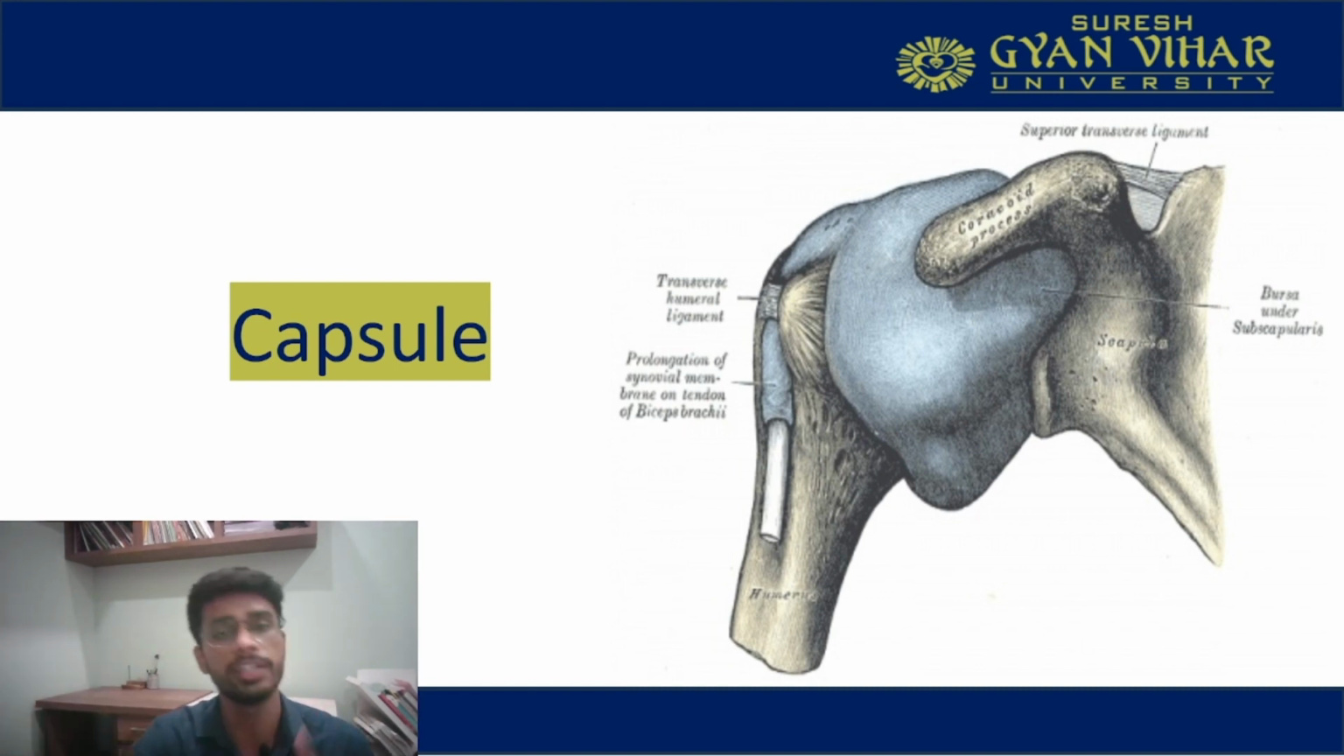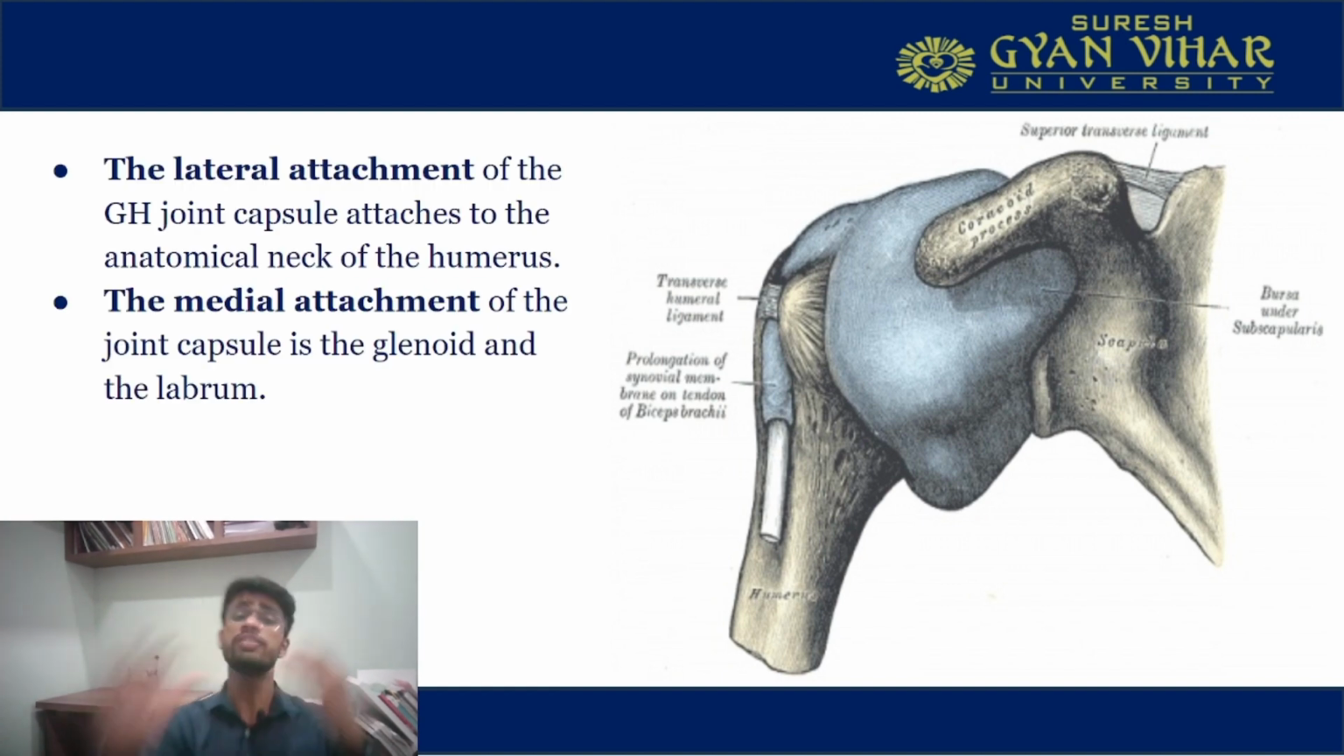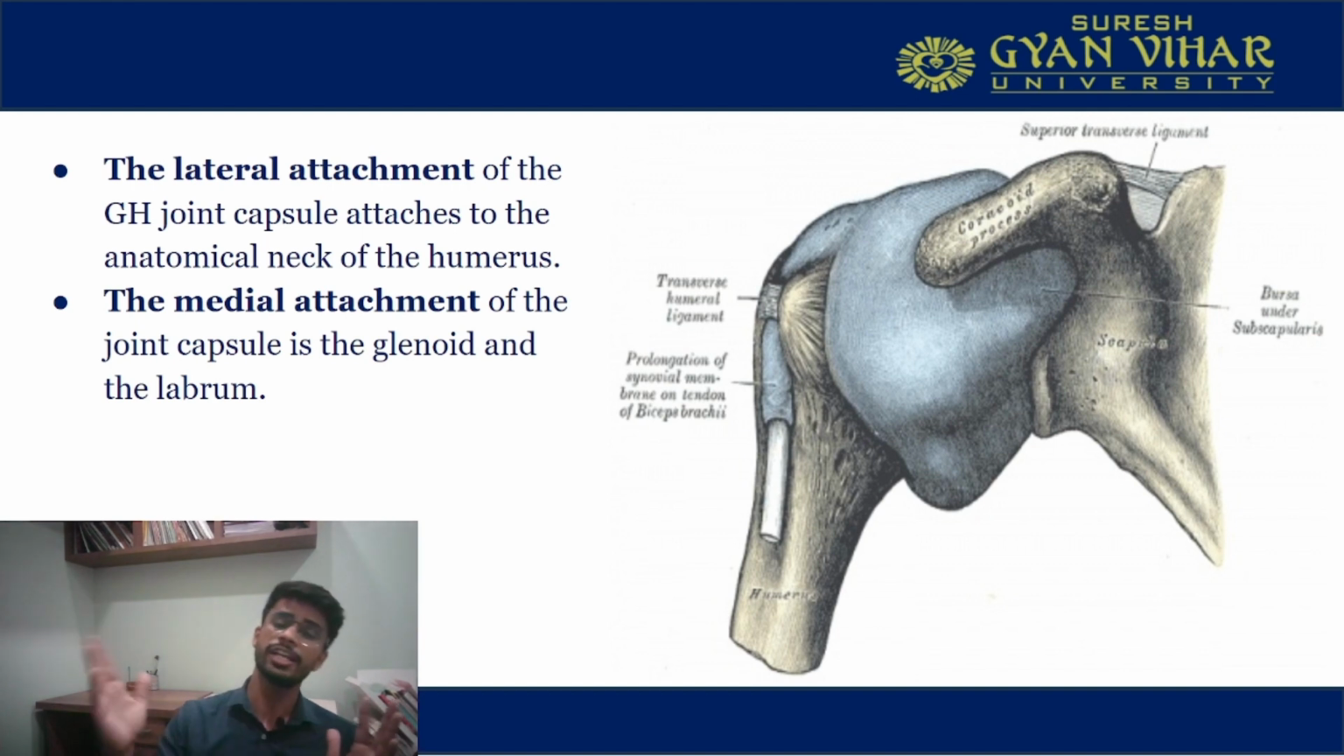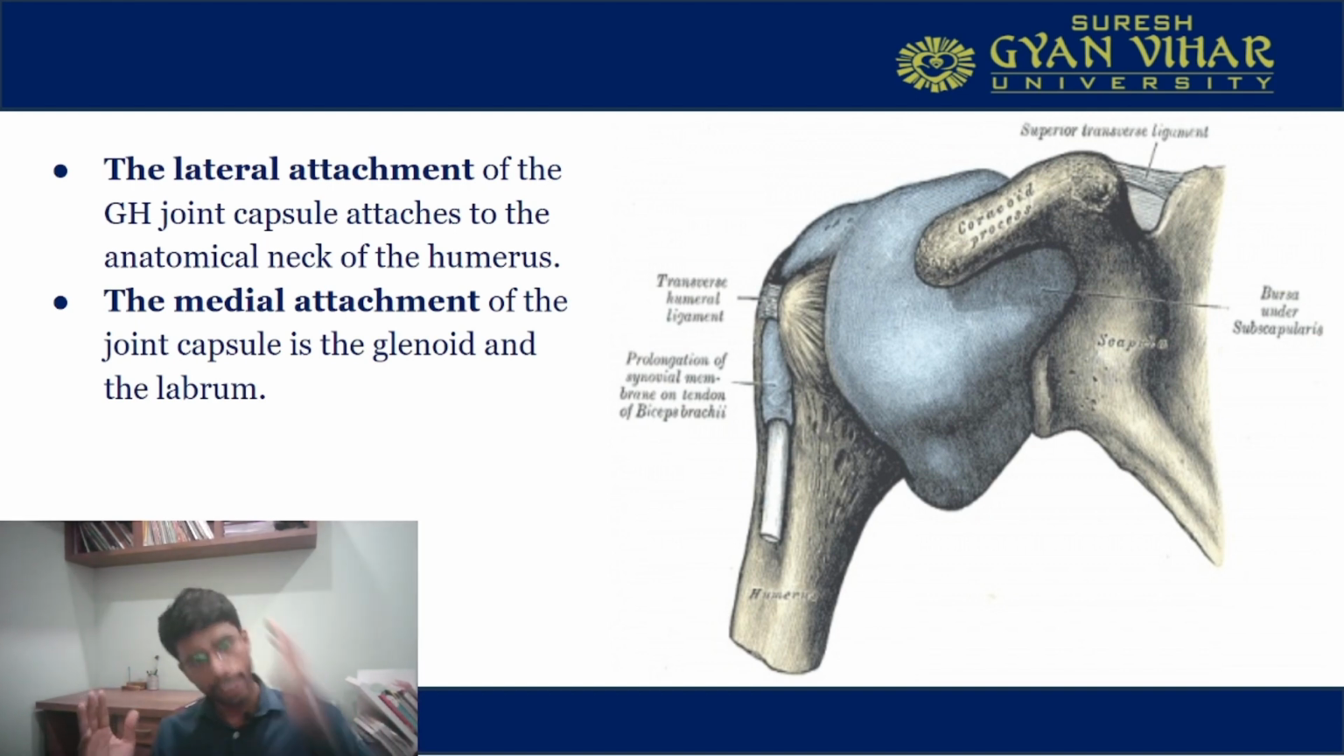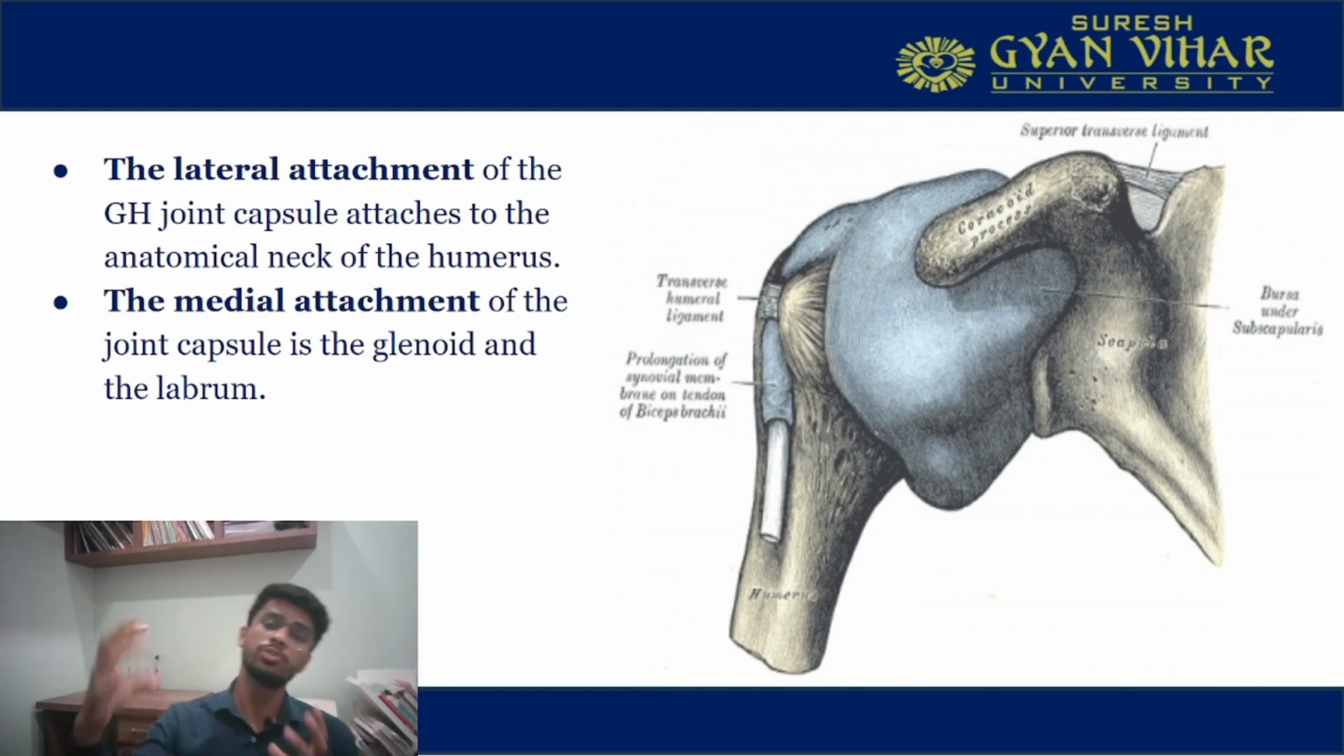We must understand the attachments of this capsule. So there is a lateral attachment on the humerus and a medial attachment on the glenoid. From the lateral attachment, it attaches at the anatomical neck of the humerus, and on the medial side it attaches to the glenoid and at the labrum. So this is how the capsule is oriented in the shoulder joint.